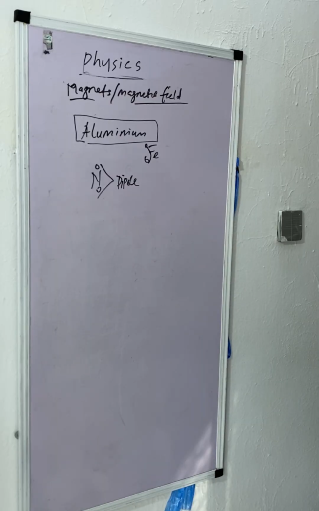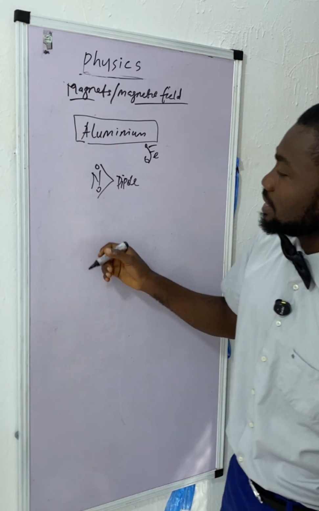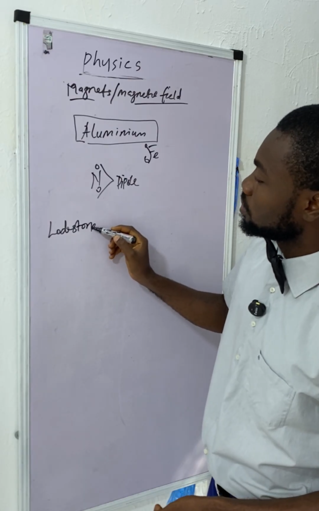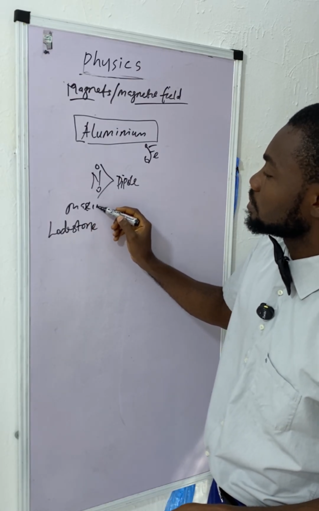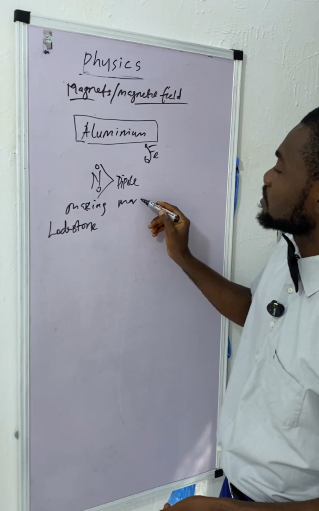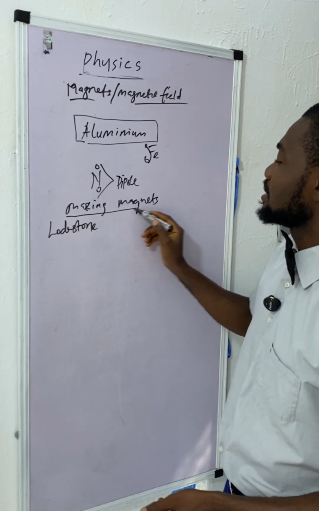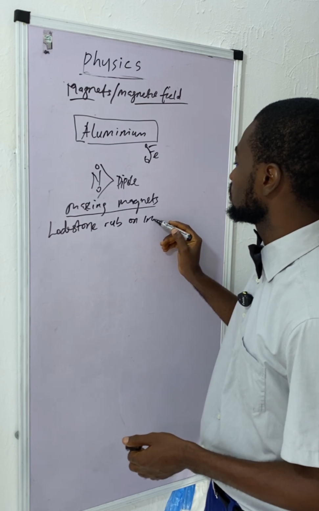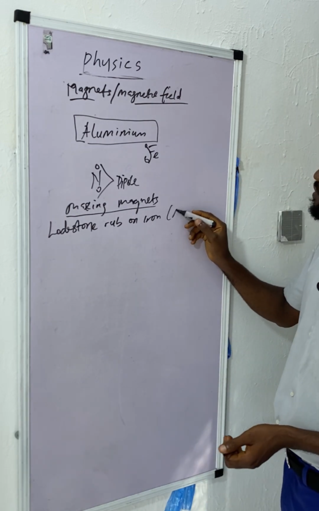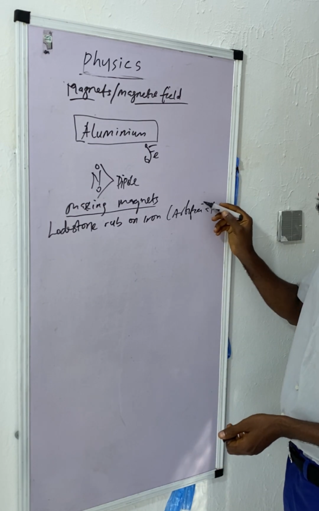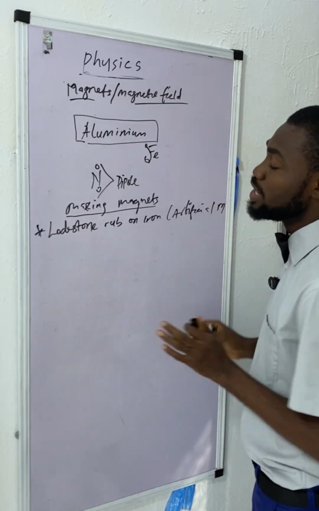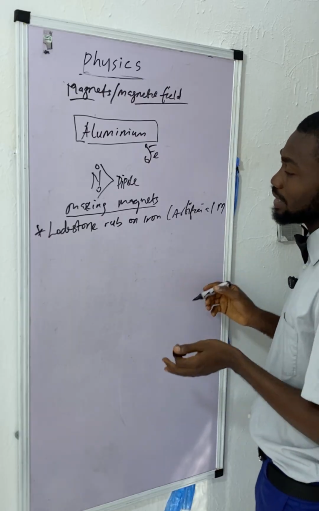All right. So, method of making magnets is to stroke with another magnet. So when you carry lodestone now, we are looking at making magnets. When you take lodestone and rub it on iron for some time, you get what? Artificial magnets. All right. That's one method. That's the major method of creating a magnet or forming a magnet.